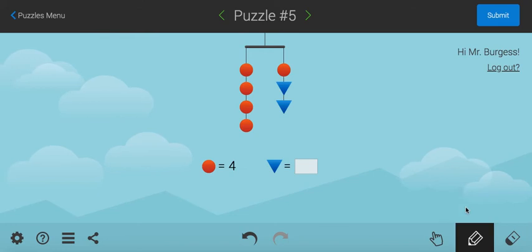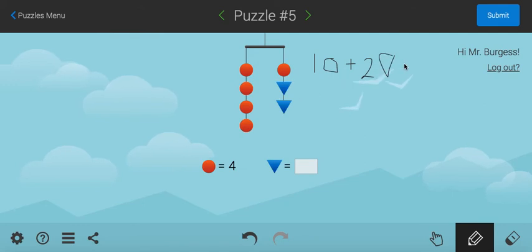So let me just pull out a pencil here. I've got one red circle plus 2 triangles equals something. I don't know how much this side weighs actually, but I do know that this side has to weigh the same as this side. So I could write this.